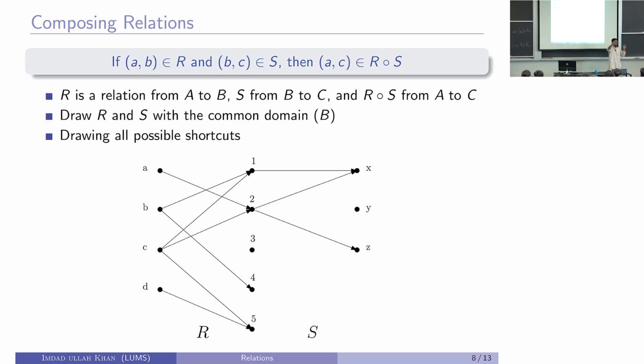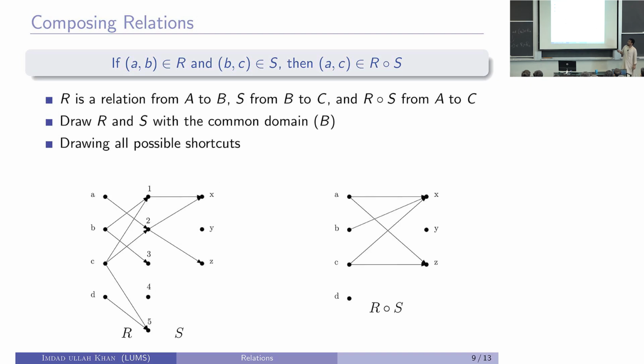You make it as a direct path, right? Make sense? Look at this. A is related to 2 and 2 in turn is related to Z. So in the composed relation, A would be related to Z. Okay? Here A is not related to anything else.